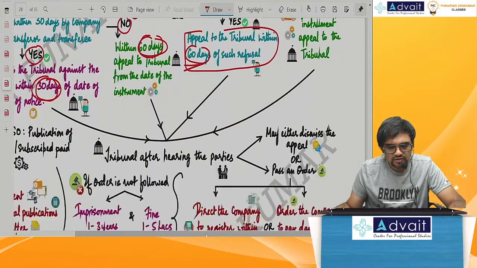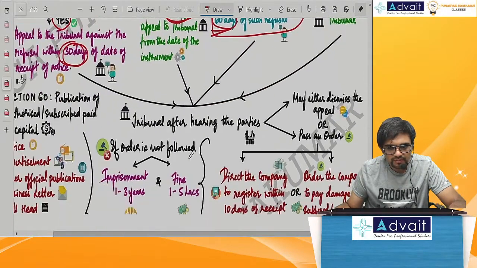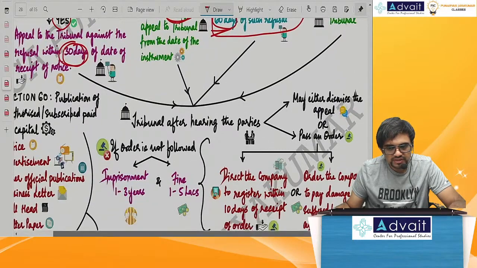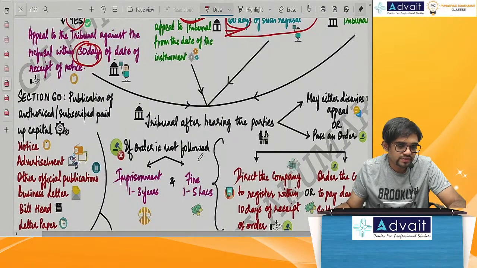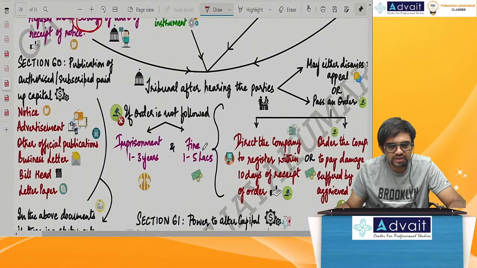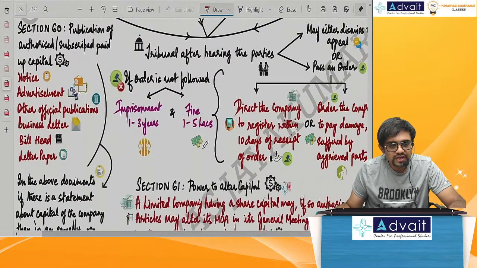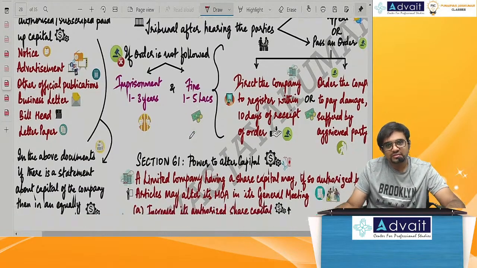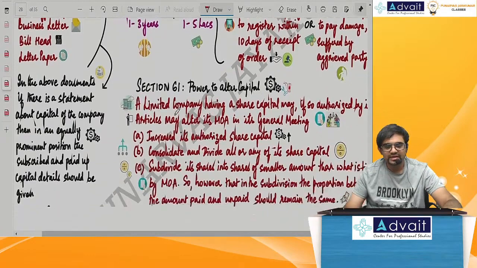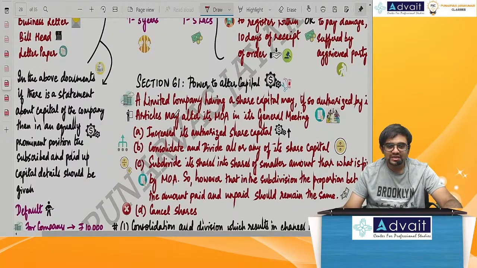As simple as that. Now the tribunal, after hearing all the parties, may either dismiss the appeal or pass an order. Imprisonment, all the other things will come. So publication of the authorized or subscribed paid up capital, etc. I have to give a notice, an advertisement, a business letter shall be given, and all these things will be there.